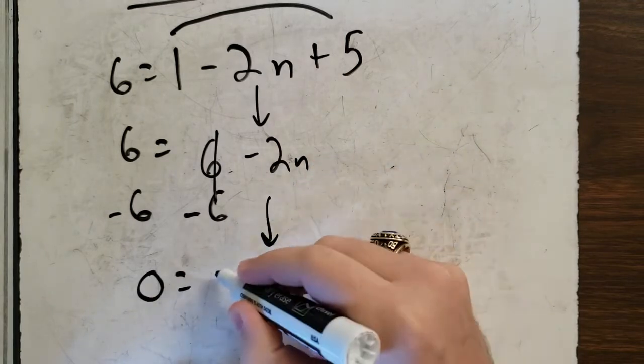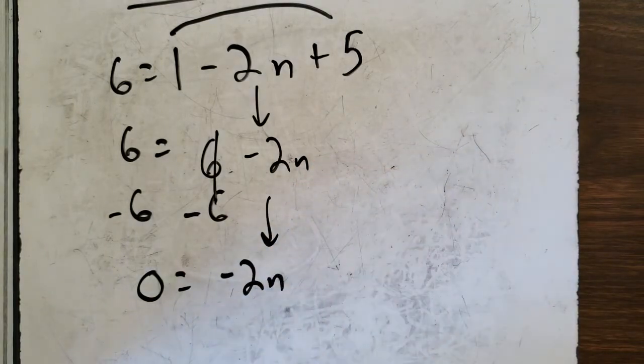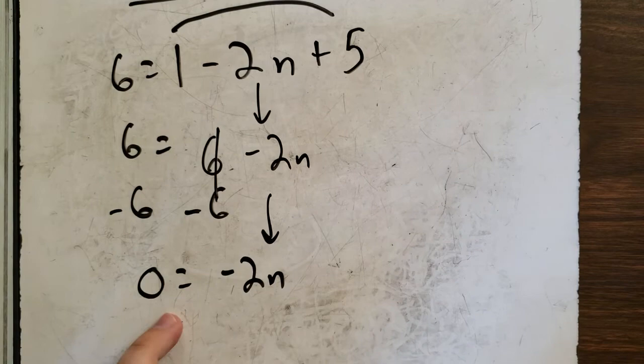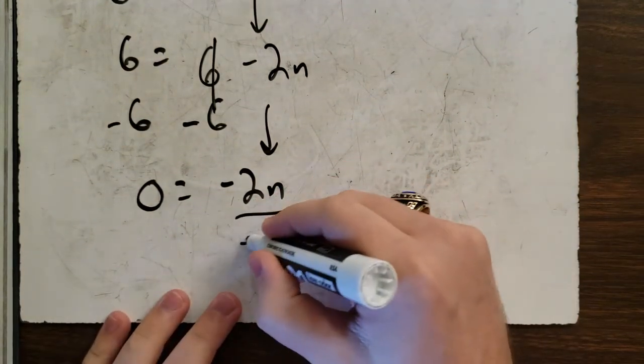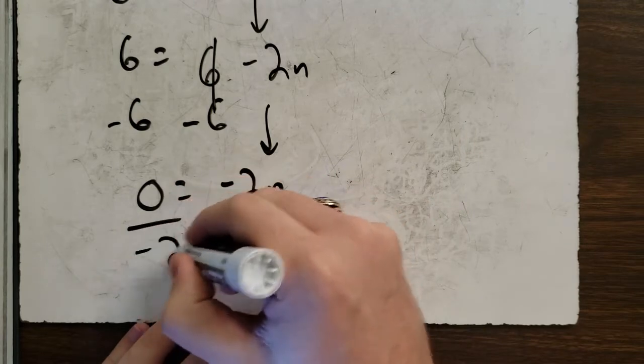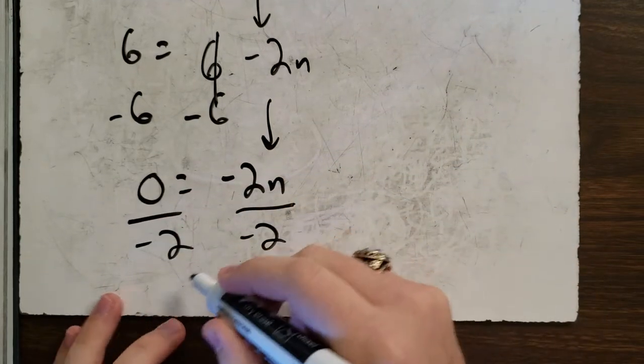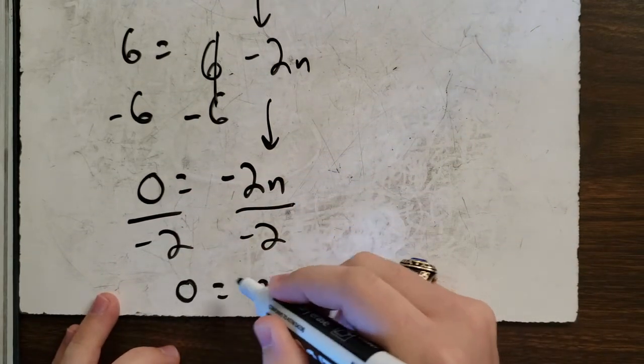Bring down our -2n. And of course, if your answer is going to equal 0, when we divide by -2, our answer stays as 0.